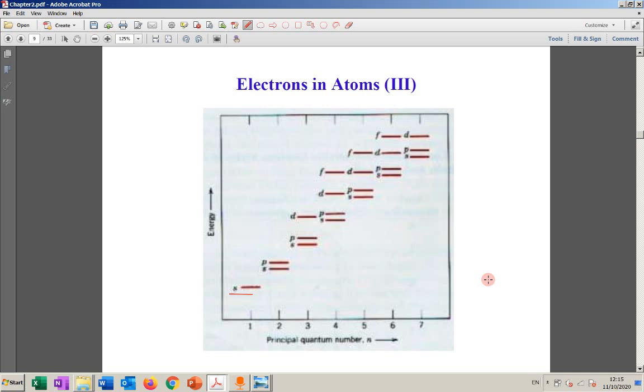Hello everyone. In the previous video we explained some basics in chemistry and we explained the orbits for electron configuration. Now we're going to continue on how to do electron configuration and how to read the information that is required from electron configuration for later uses.